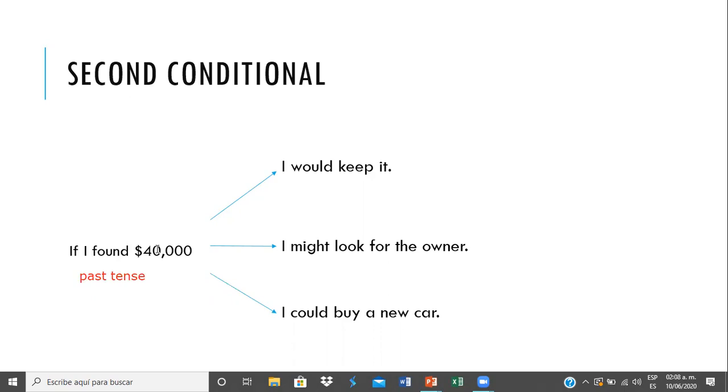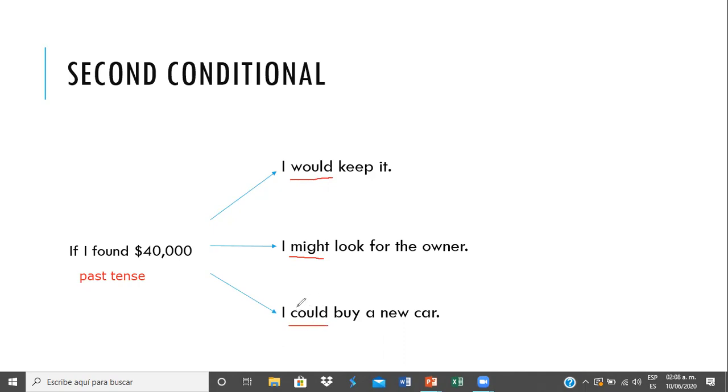$40,000, what can I do with that money? Obviously in the future, because it's a situation that is not happening in this moment. We are imagining the situation, the unreal situation. So if I found $40,000, and for the possible answers in the consequence part, we can use would, we can use might, or we can use could.